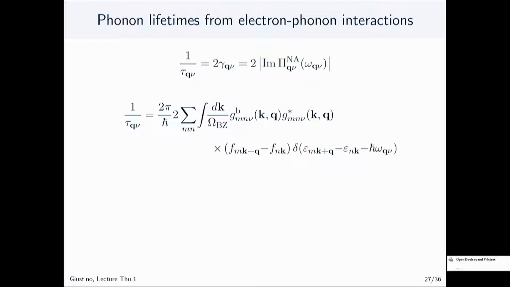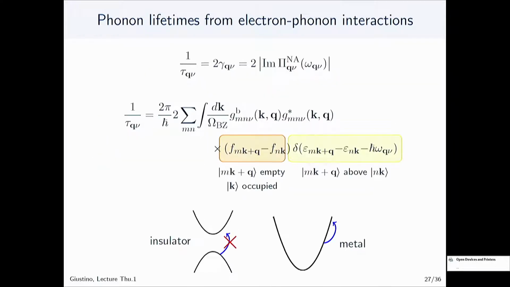So k plus q has to be above it, okay? But if you remember this factor here, I told you that one has to be occupied and one has to be empty. So essentially, one is below, one is above. That means that the only option is that they differ by a phonon energy because of this delta function, but they are across a band gap essentially. So if you look at a system like an insulator, this term will always be 0 if the band gap is larger than the largest phonon energy, because it is not possible to connect two states across the band gap and satisfy all these conditions at the same time, okay?